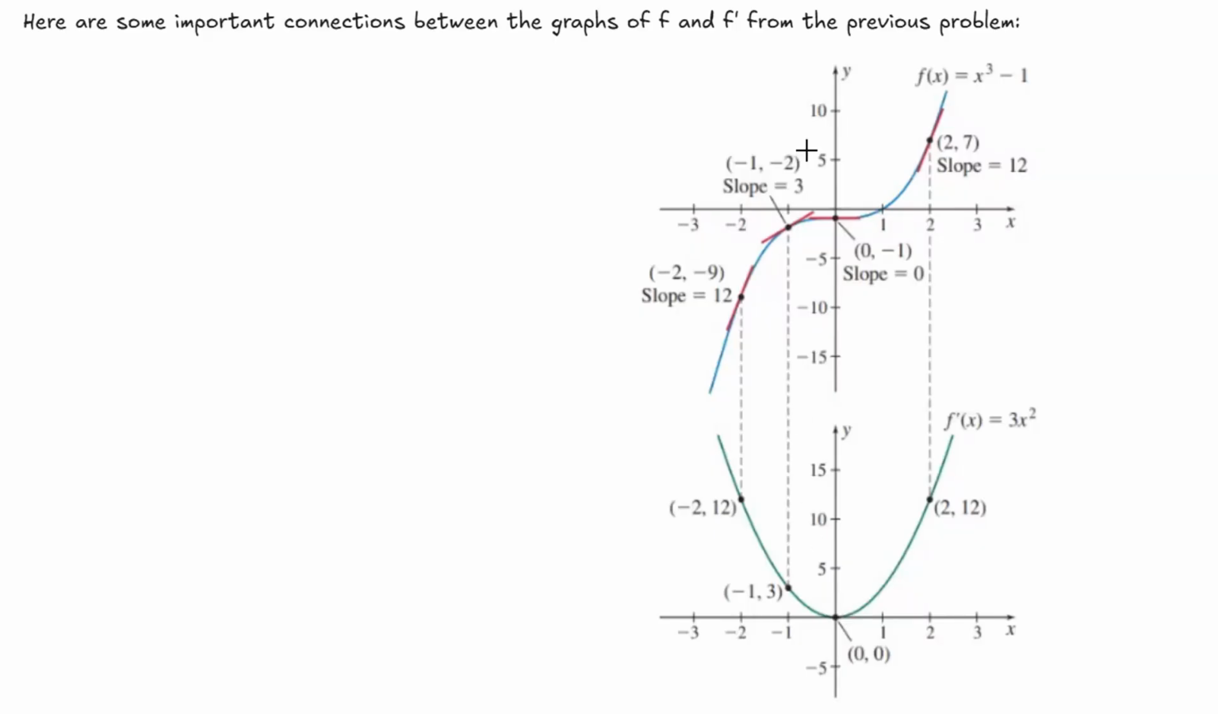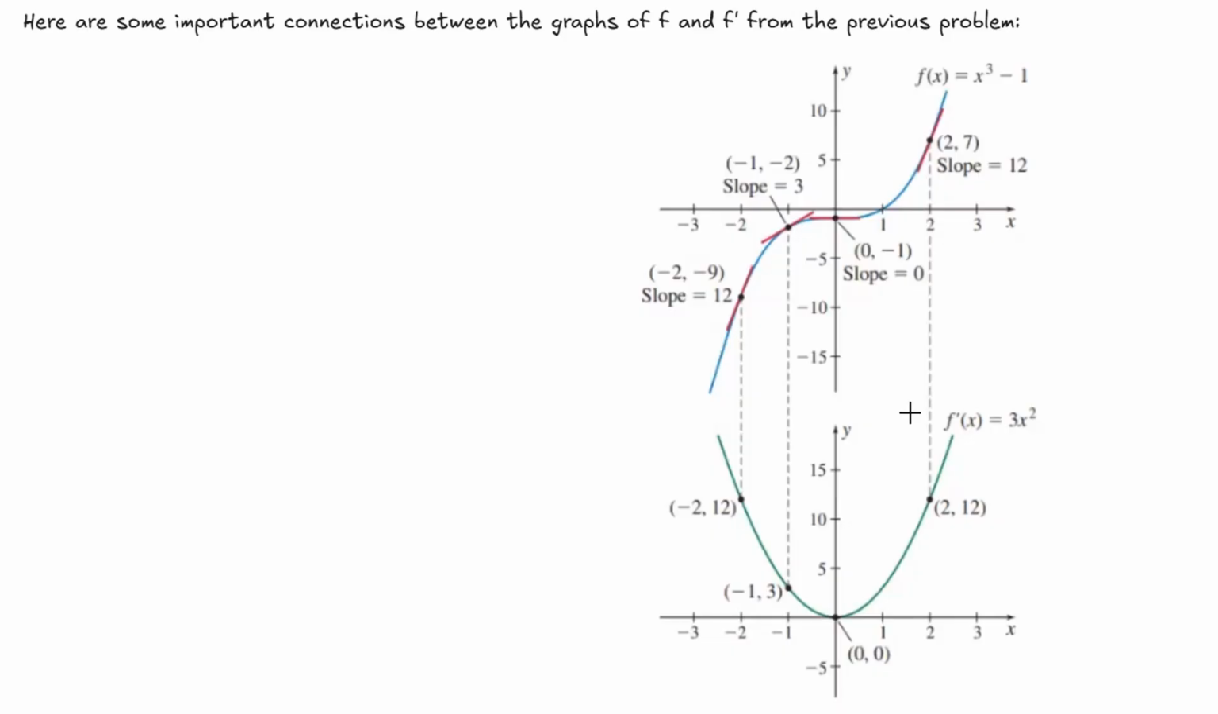Also notice that every line tangent to the graph of f has a non-negative slope. In other words, these slopes over here are positive, which is not negative. This one is 0, and these are also positive. So the range of the function f prime is always non-negative, greater than or equal to 0.